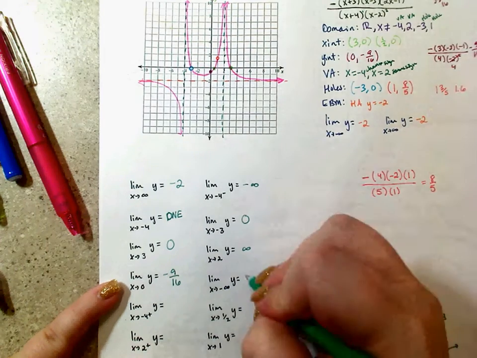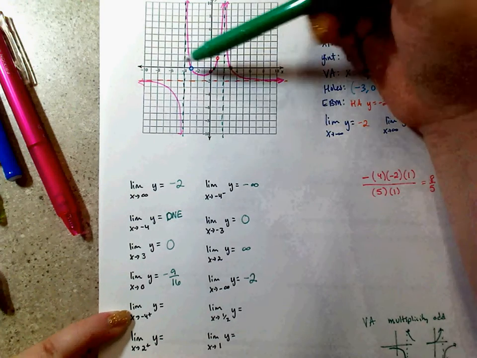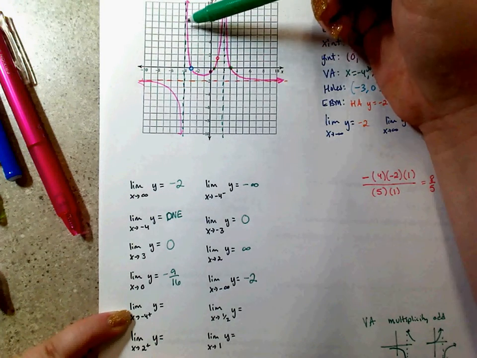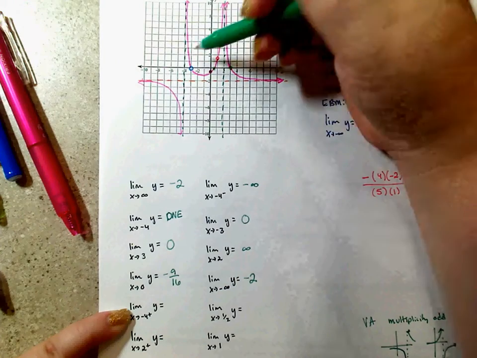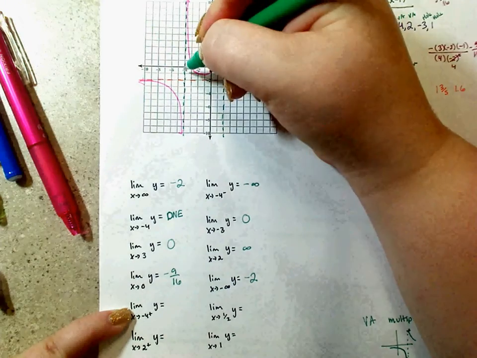Negative 4 from the right-hand side. So if I'm approaching negative 4 from the right-hand side, that means I'm going up to, and you don't have to come from over here and say, okay, well, I'm doing all this junk. No, literally go to negative 4, go a little bit to the right, and then approach it. Going up to positive infinity.